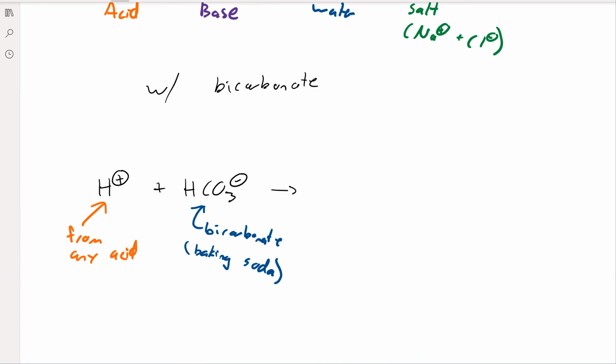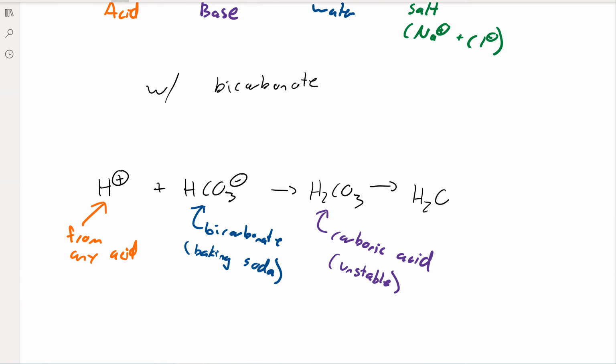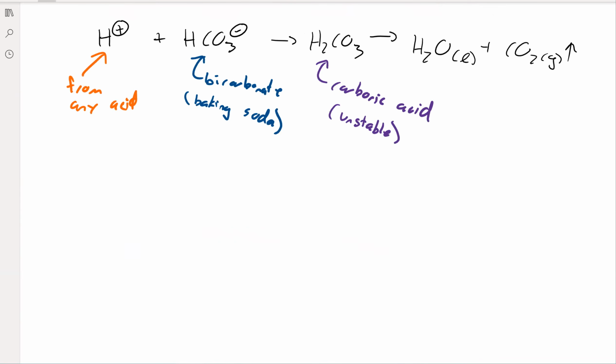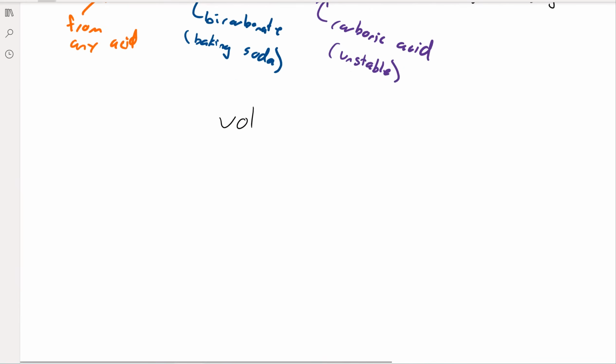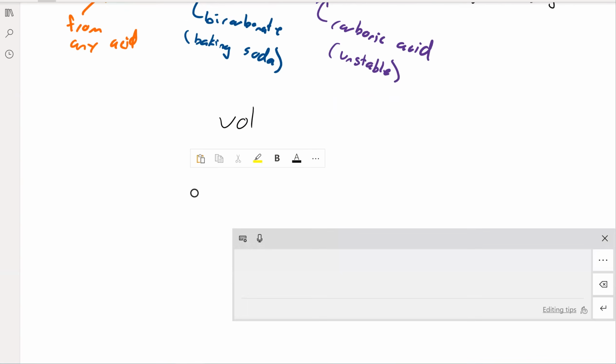And then when these two react, they form H2CO3. This is what's known as carbonic acid. And carbonic acid is generally unstable in high concentrations. You can have a little bit of it, no problem, but when you get a lot of it, it becomes unstable. And what it breaks down into is water, which is a liquid, obviously, and then carbon dioxide, which is a gas. And that's what happens during that popular volcano exploding experiment, right?